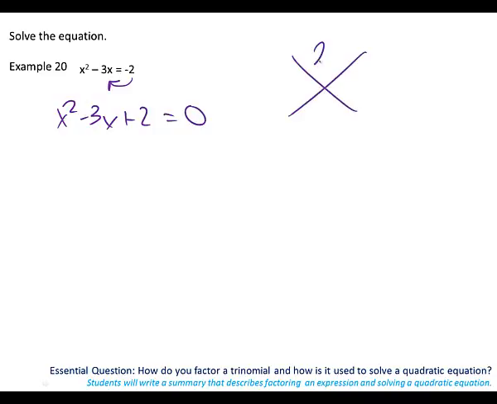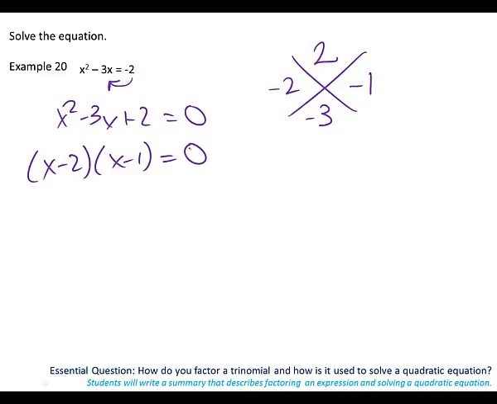Magic x, what we're going to need: 2 numbers that multiply to 2 and add to negative 3. Negative 2, negative 1. Do I need a box this time? No, there's no leading coefficient. We're good. So x minus 2 times x minus 1 equals 0.